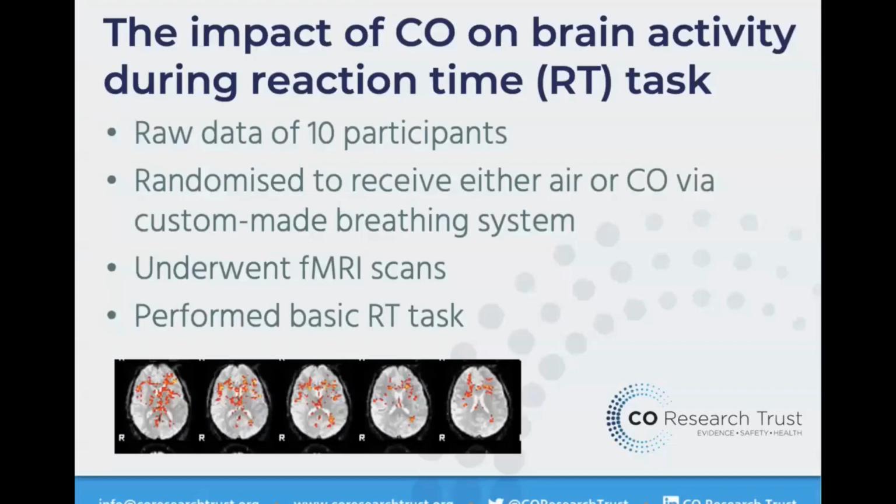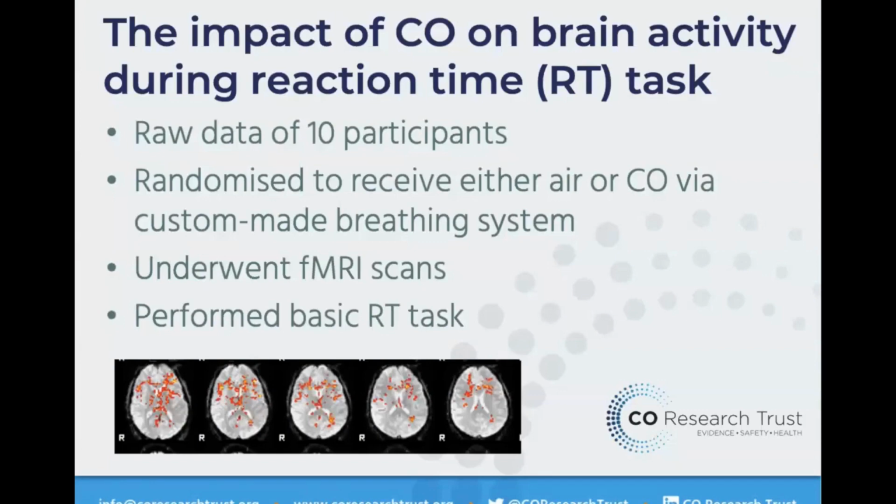Using software that is specifically designed for use with fMRI scans, we have completed the analysis of some raw fMRI data that relates to cognitive function. The human volunteers in this study were non-smokers and in good health, and they consented to receive both an air and low-level CO intervention in a random order. Participants were connected to a custom-made breathing circuit, and either air on its own or a small amount of CO mixed in air were added to the breathing tube to increase their exhaled CO levels.